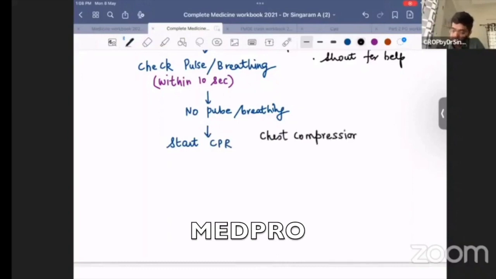Not only chest compression. Whenever there is no breathing, you have to support breathing also, ventilation also. Like for example, with bag and mask ventilation, that is what you're going to do: chest compression along with ventilation.